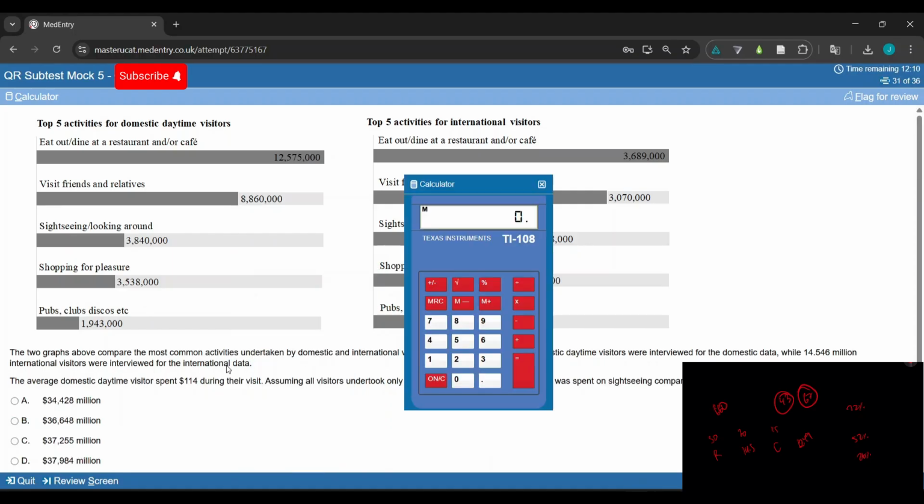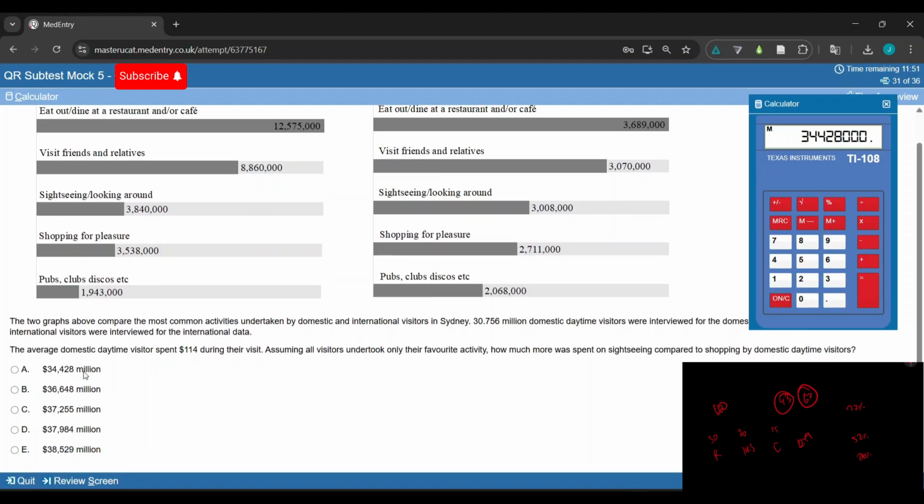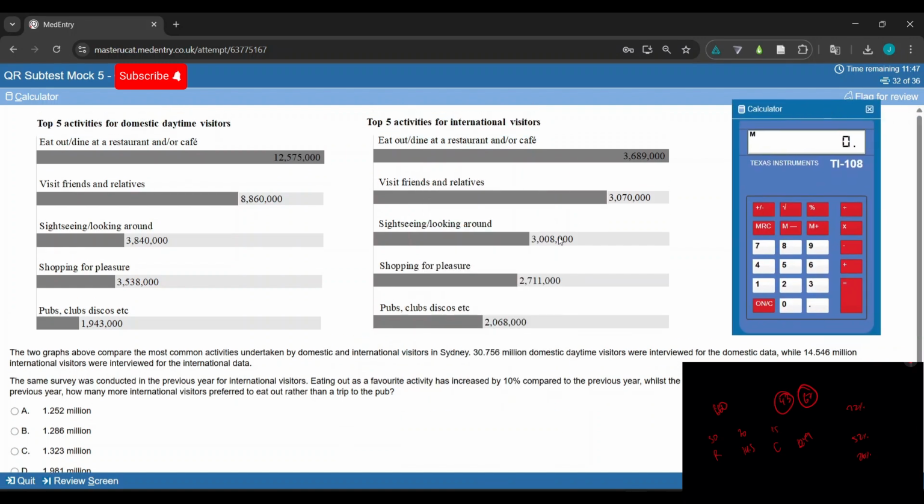13.8%. Average daytime domestic visitor spent 114 sightseeing compared to shopping. So 3,840,000 minus 3,538,000, and then times that by 114. 34.428 million.